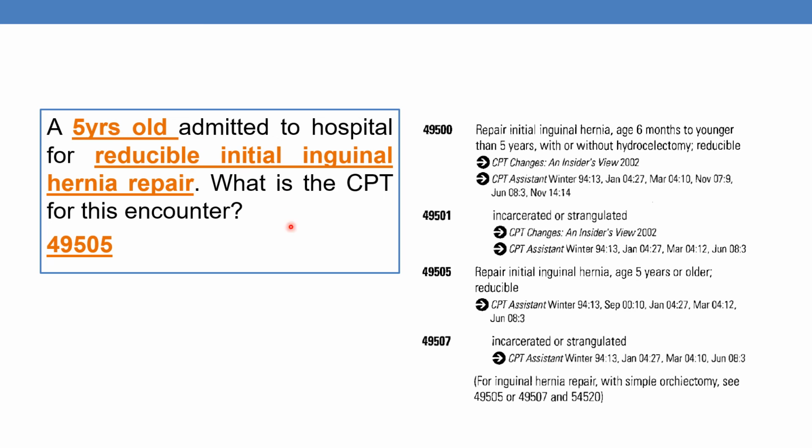So the correct CPT is 49505. Repair initial inguinal hernia, age 5 years or older, reducible. This is a reducible initial inguinal hernia repair. So the correct CPT is 49505.